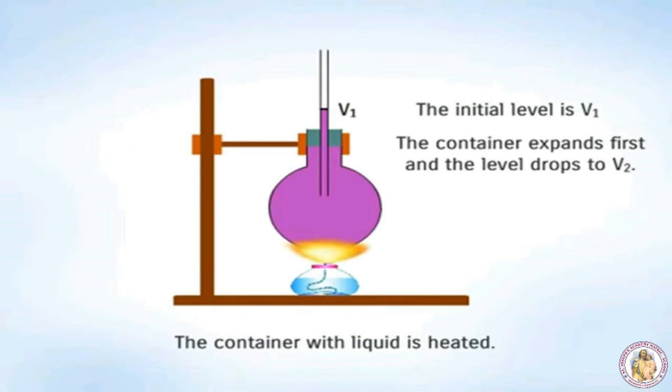On further heating, the thermal energy supplied to the liquid through the container results in the expansion of liquid. Hence, the level of liquid rises to L3. Now, the difference between L3 and L1 is called apparent expansion. The difference between the levels L2 and L3 is called real expansion. The real expansion is always more than the apparent expansion.